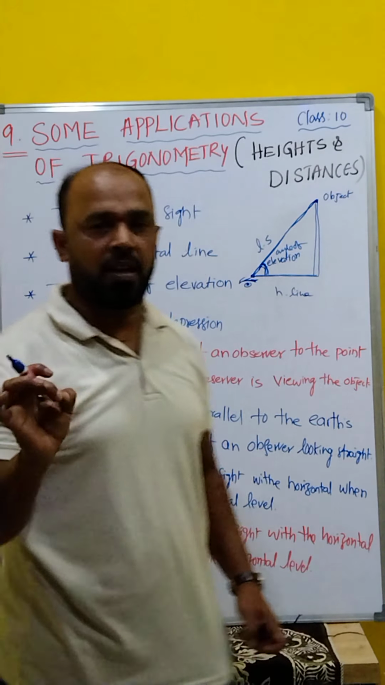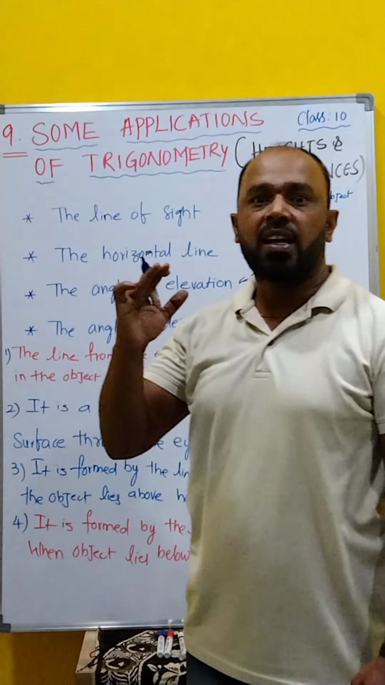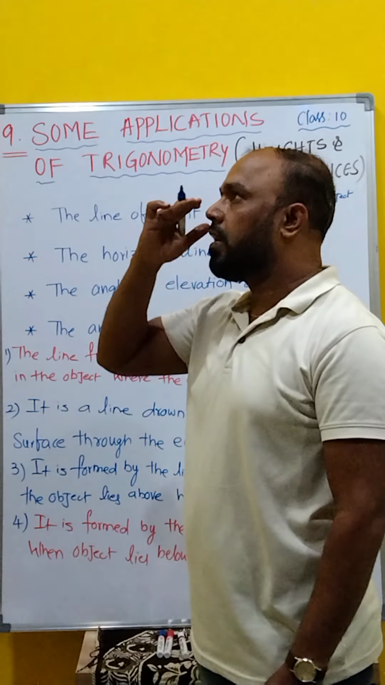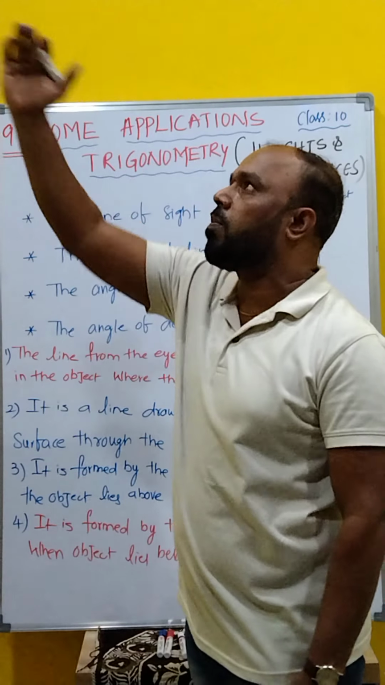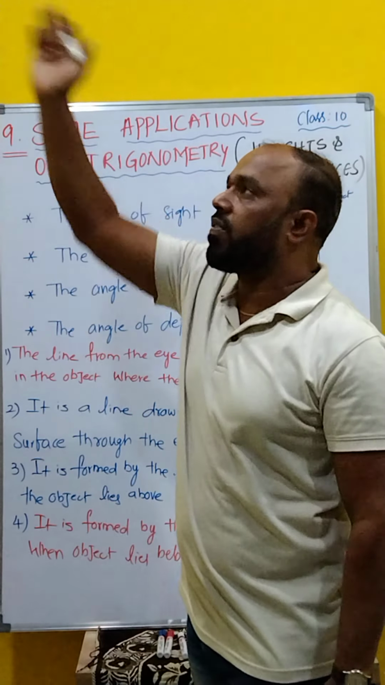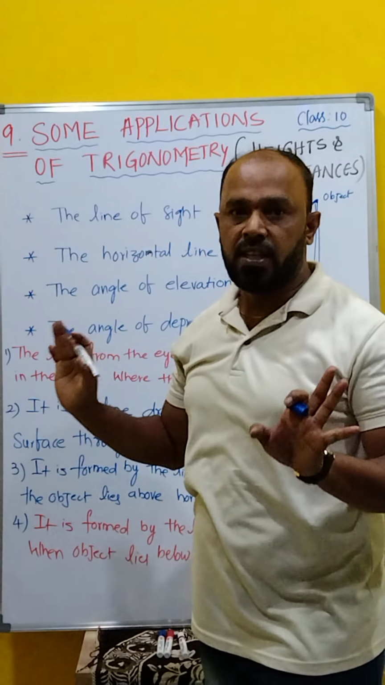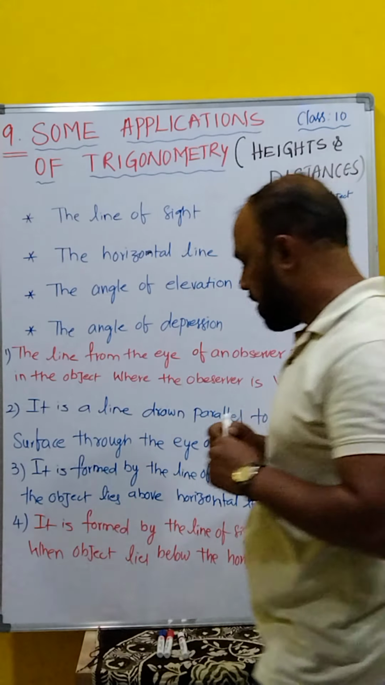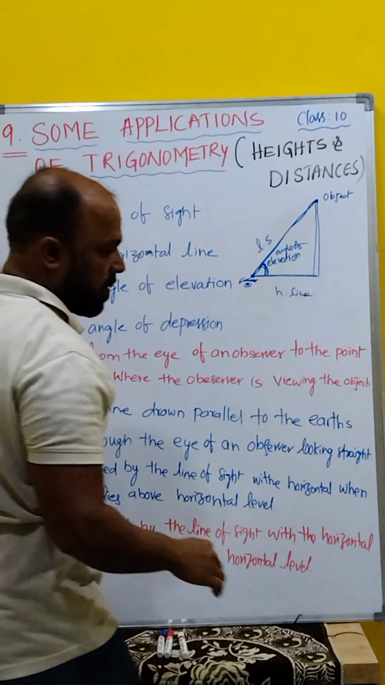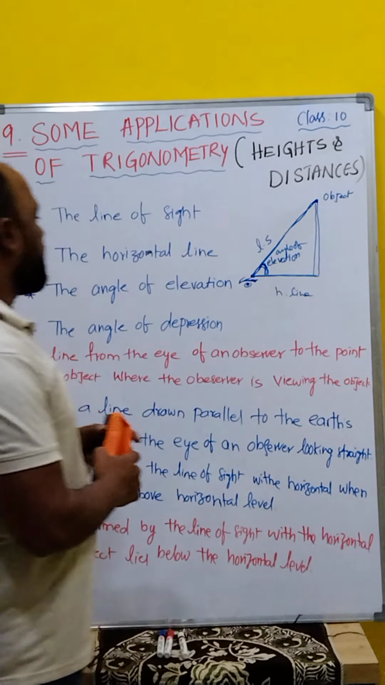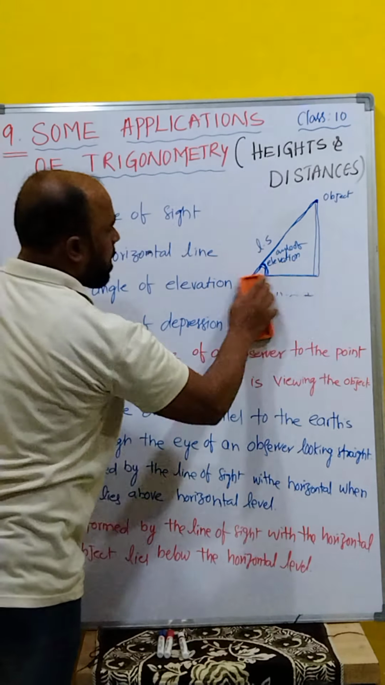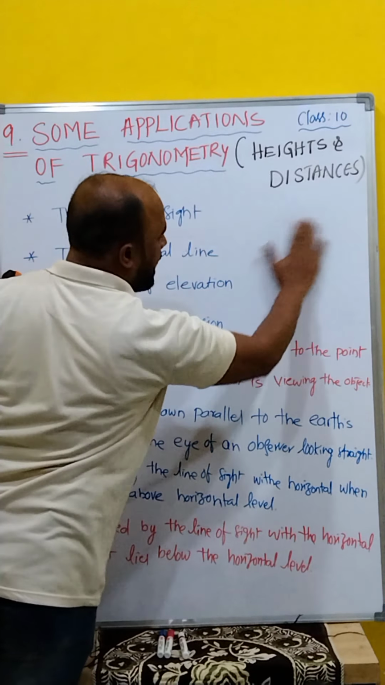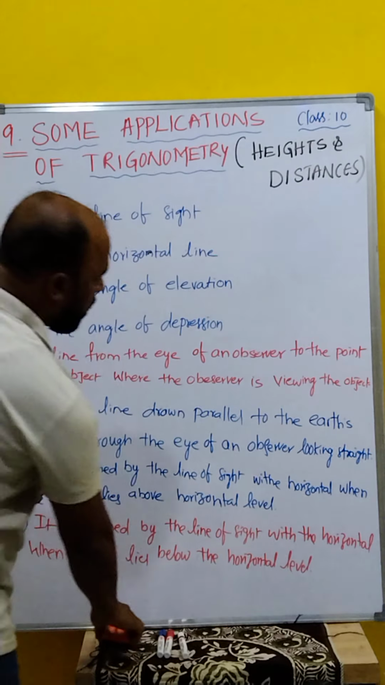One thing remember blindly: when the angle of elevation is there, the eyesight is up. Clear, children? The eyesight is up. We are observing the top of the building or top of a wall or top of a tree. It's very simple, that is the angle of elevation. Clear? Now we go for the angle of depression. Just exactly opposite to that.